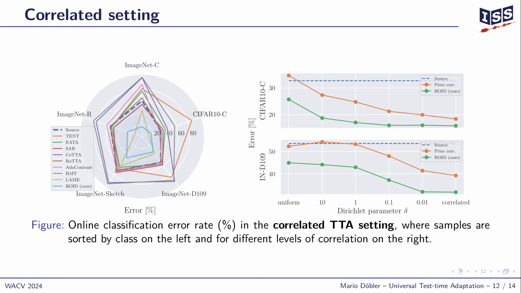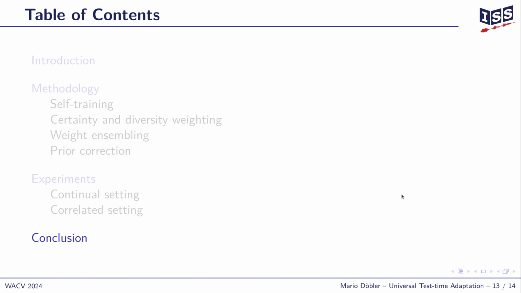Now, having also a look into the correlated setting, we can see here on the left that compared to the source baseline, the dashed line in blue, only LAME and ROID outperform the source baseline. All other methods for at least some of the benchmarks show worse results. Also here on the right we show the influence of prior correction, here in orange, and ROID including prior correction in green, and can see that for increasing correlation we can benefit from prior correction, resulting in a reduced error rate.